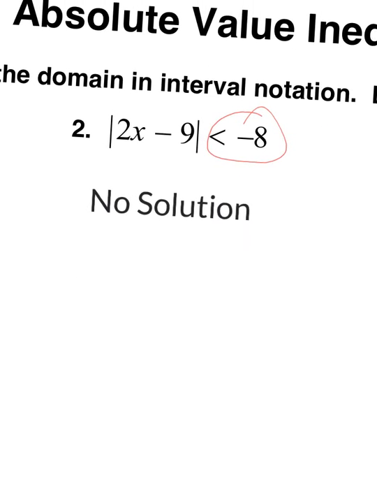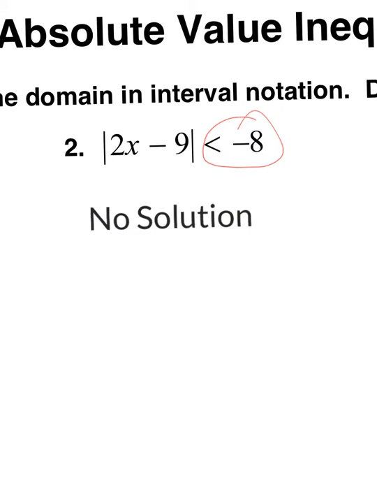So for number 2, the answer is no solution, because no matter what you plug in, it's always going to output a positive number. See, all I have is absolute value of 2x minus 9. I'm always going to get a positive. Whether I plug in a positive or negative value for x, it'll always output a positive number. So I'll never hit -8. There's no intersection there, so it'll never be less than it. It'll always be greater than it. So that's why it's no solution on that one.